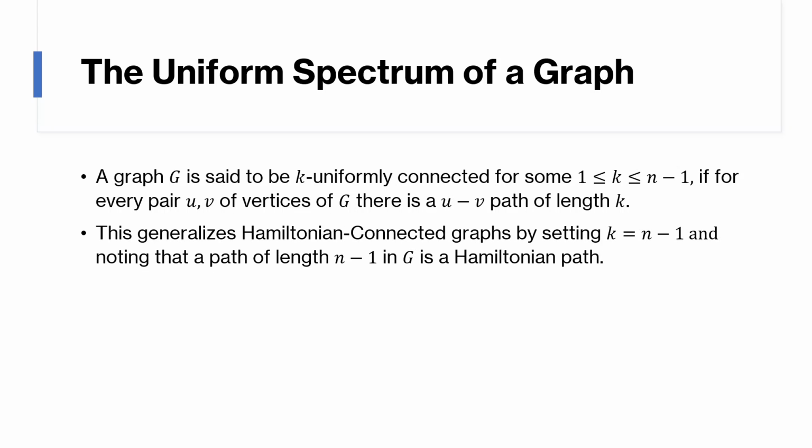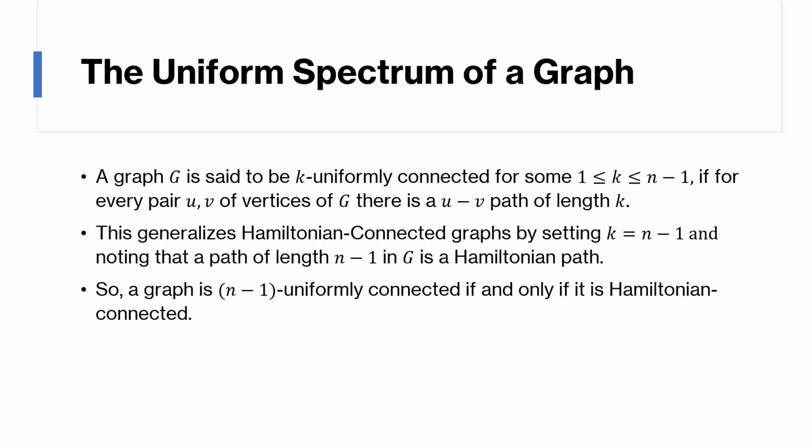So how does this generalize Hamiltonian connectedness? Well, if we set k equal to n minus 1, then what we're asking is for every pair of vertices, there is a path of length n minus 1. But a path of length n minus 1 has n vertices in it, and so this would be a path that encounters every vertex of the graph. And so if a graph is n minus 1 uniformly connected, then that's the same as it being Hamiltonian connected. So these are the same idea. This generalizes it because now we can choose different values of k and see if a graph is k-uniformly connected.